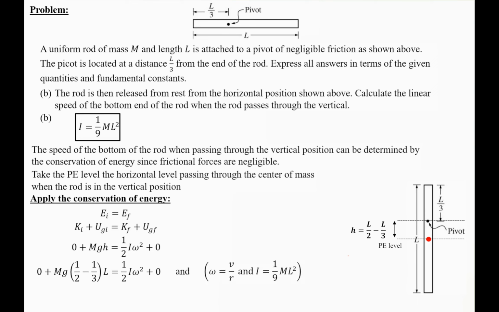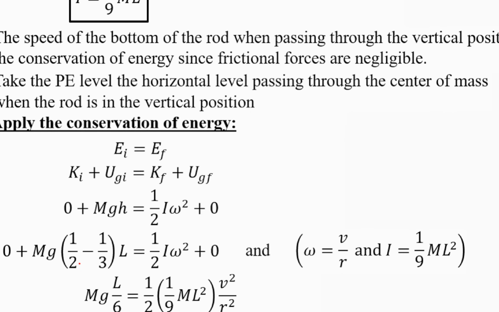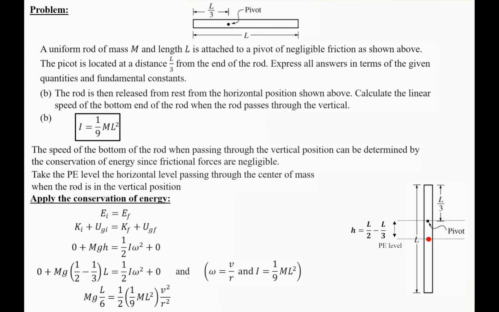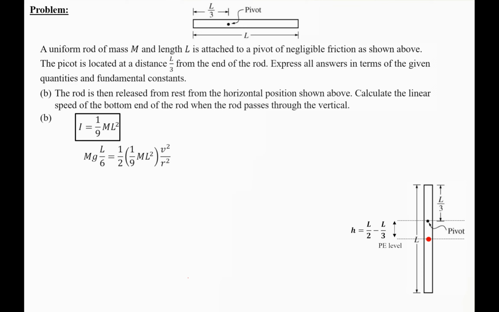And here in this case, omega would be replaced by V over R, and we know that the moment of inertia around this pivot point is given by 1 over 9 ml square. Now, here there is something tricky we should pay attention to, but first let me say that 1 over 2 minus 1 over 3 is 1 over 6. And here we have replaced the moment of inertia by 1 over 9 ml square, and here we have V square over R square. Now what does R represent in this case?